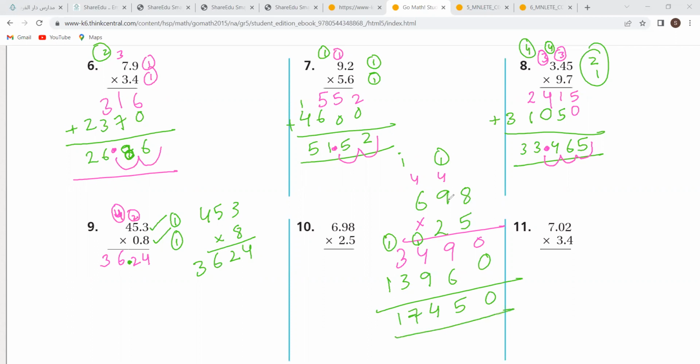I'll check again. 5 times 8, 40. 5 times 9, 45. Plus 4, 49. 5 times 6, 30. Plus 4, 34. 2 times 8, 16. Times 9, 18. Plus 1, 19. 2 times 6, 12. Plus 1, 13. And then I plus them. 0, 9 plus 6, 15. And then where will you put the decimal point? Two places. After 4. Two places here. Very good. Excellent. And one place is here. Three. So 1, 2, 3. Before 4.